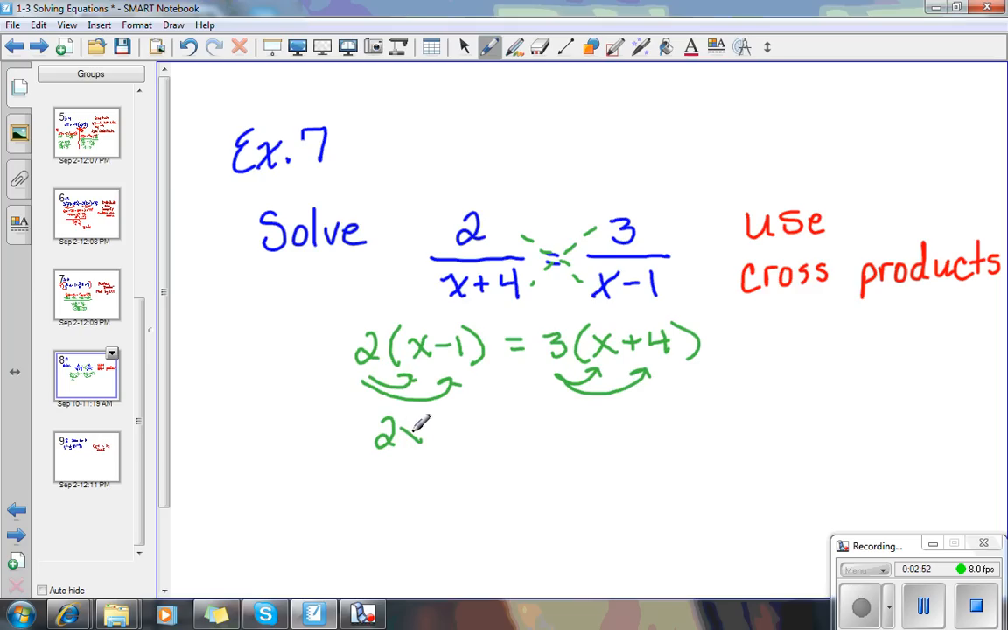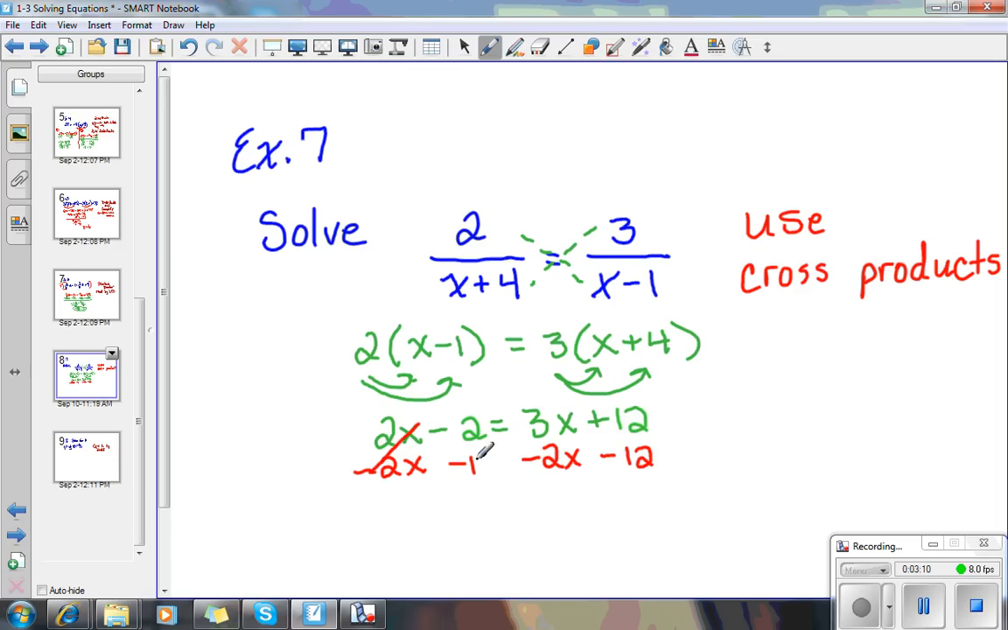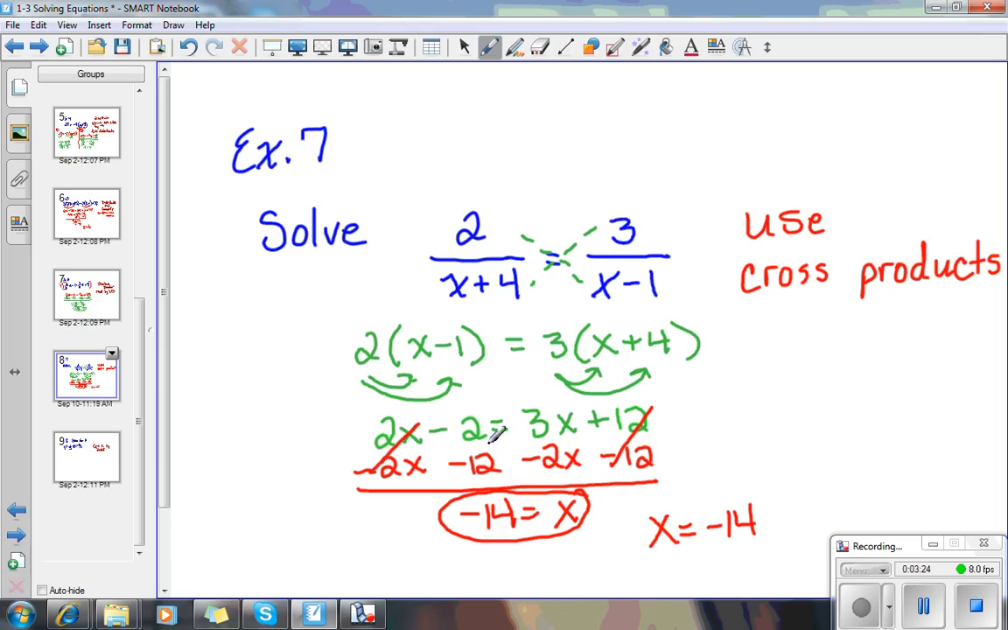So we have 2x minus 2 equals 3x plus 12. And then I'm going to get the x on the same side. So I'm going to subtract 2x on each side. So that means I'm going to subtract 12 on each side. So I have negative 14 equals x. And I'm done. And if you prefer to write x equals negative 14, that's okay. So you can switch it around.